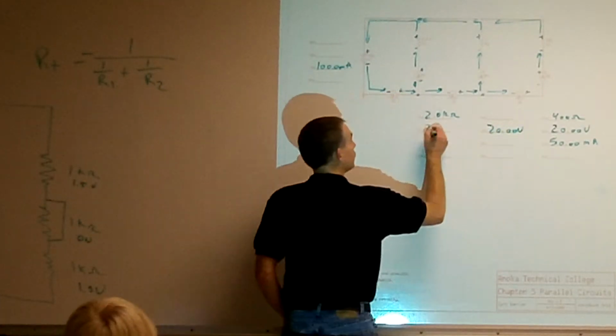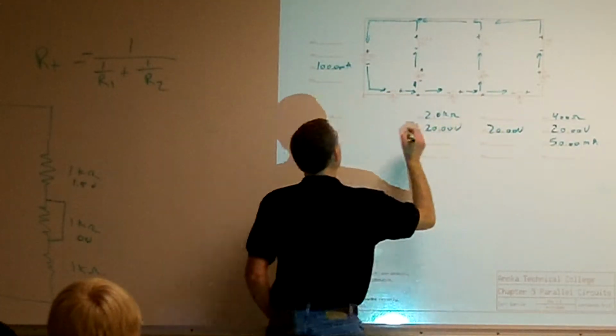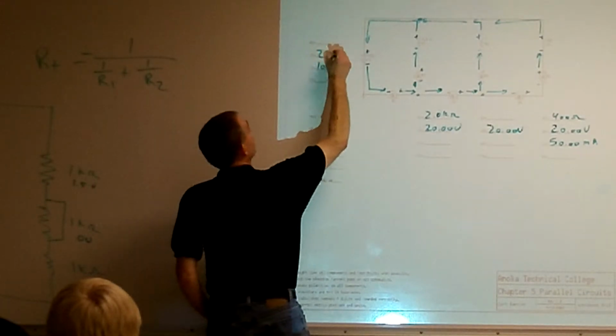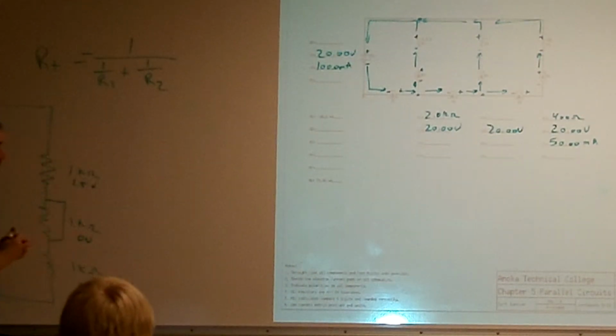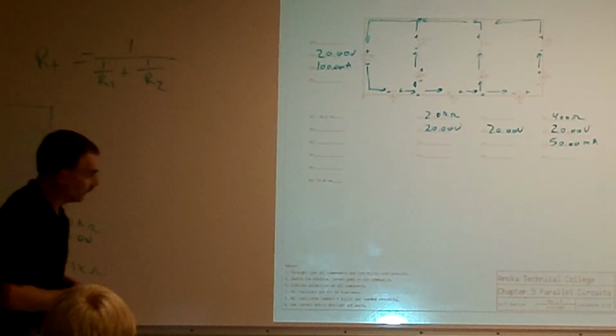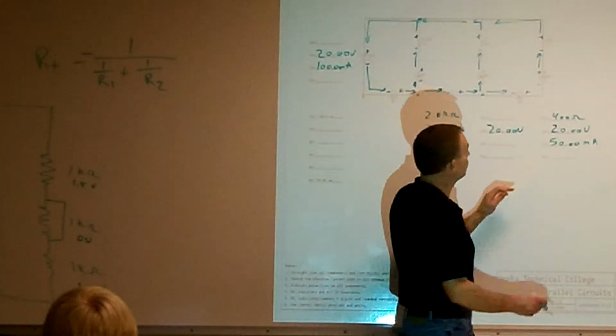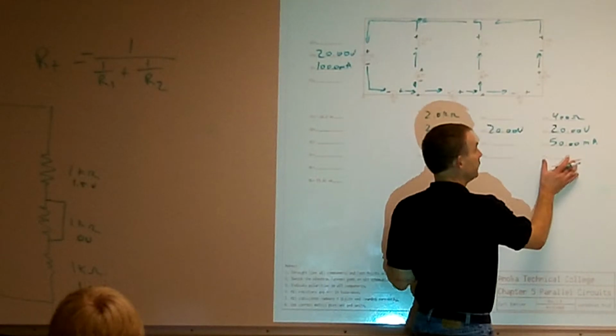So I'm going to put in 20 volts there, 20 volts there, and 20 volts there. Look at how much we're starting to fill in everything. All right, so now let's finish up R3. And what's my power going across R3?